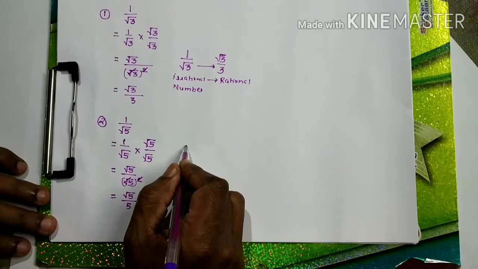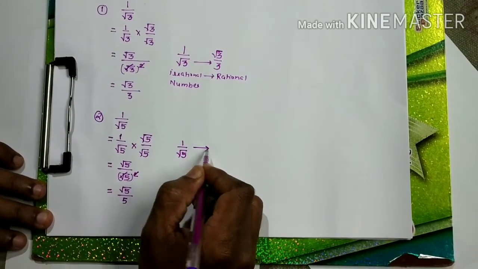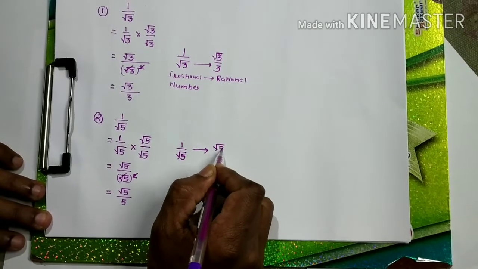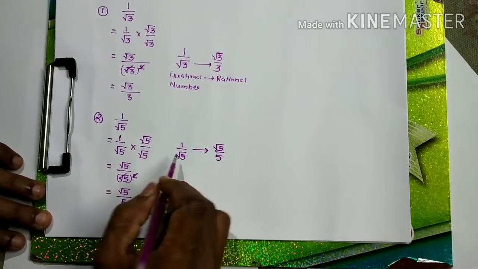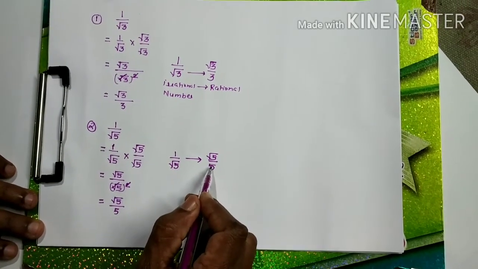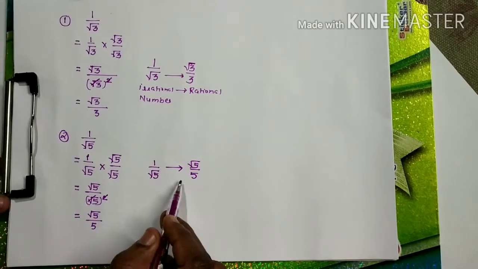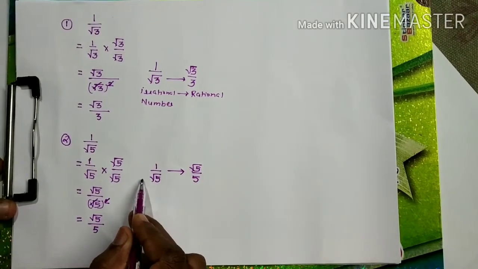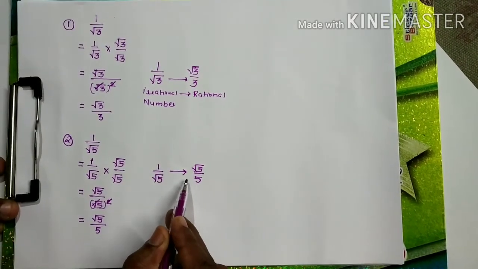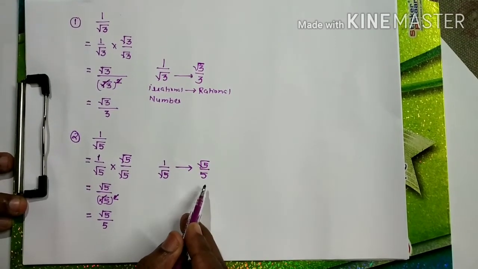So the example was 1 upon root 5 and the final answer we got is root 5 upon 5. This root 5 was an irrational number and we got the answer 5, which is a rational number. This process of converting the irrational number root 5 to a rational number is called rationalizing the denominator.